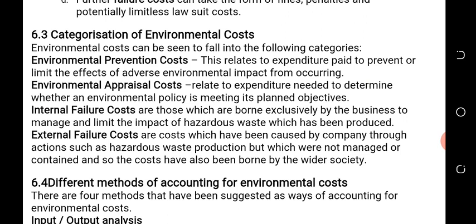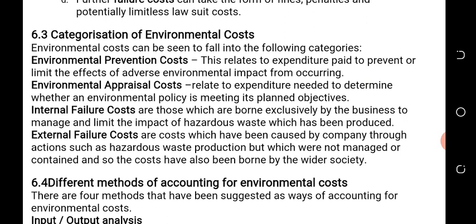Environmental appraisal costs relate to expenditure needed to determine whether an environmental policy is meeting its planned objectives. Internal failure costs are those which are borne exclusively by the business to manage and limit the impact of hazardous waste which has been produced.